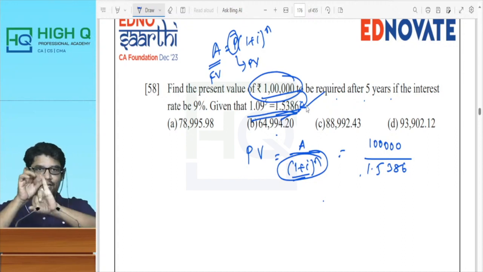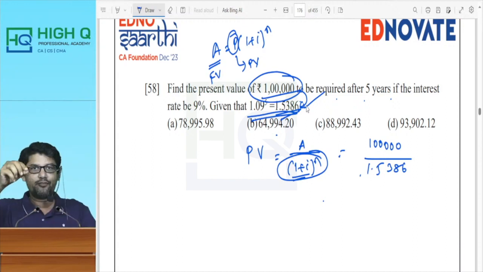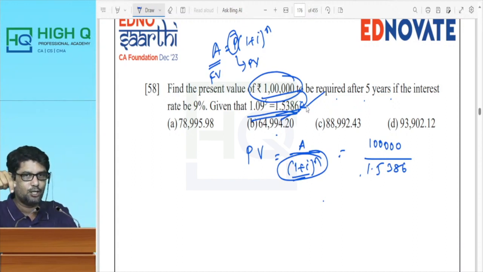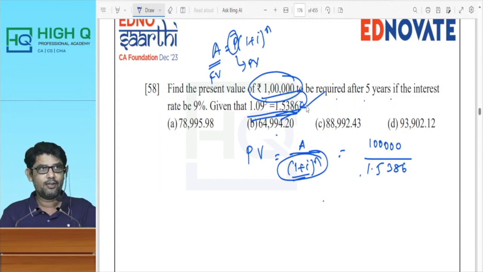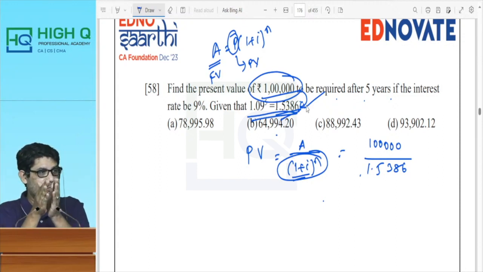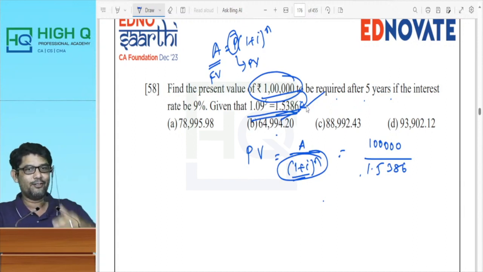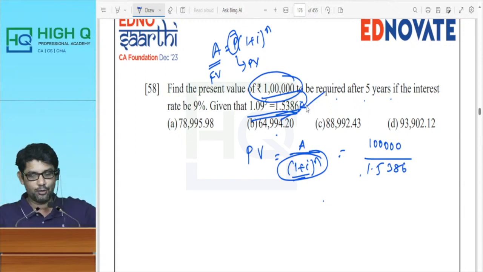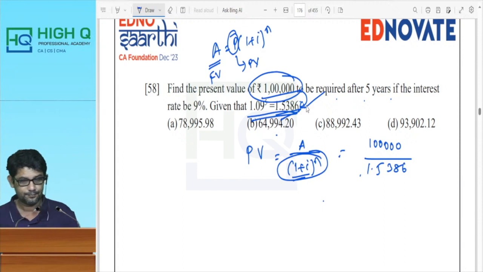Sir, simply what, sir? They ask you to find out the present value of 1 lakh, sir. So, the amount is given, sir. 1 lakh amount is given, divided by (1 plus i) whole power n. Here in the bracket, it is given 1.09 whole power 5. That means this is my (1 plus i) whole power n. So that value is also given. So 1 lakh divided by this value, if I do, I will get the answer.